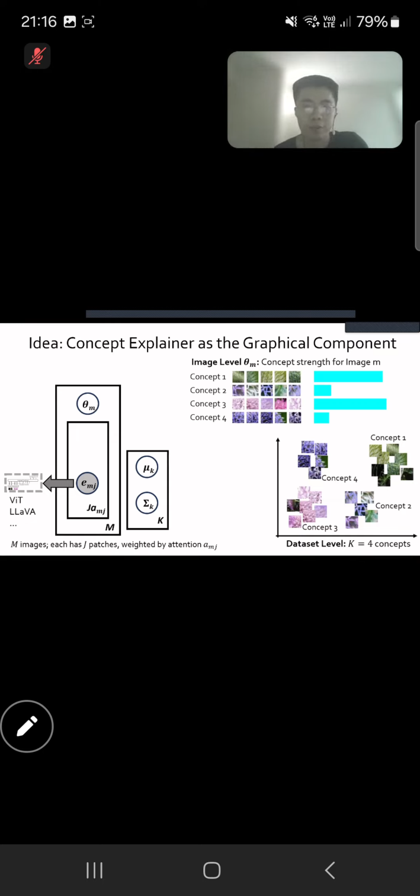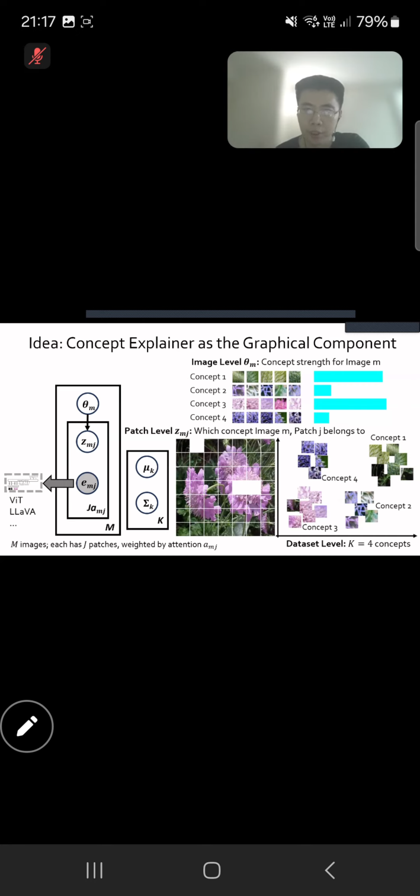At the image level, we're going to generate a concept string for each image M, indicating which concept is activated for this image. And after that, at the patch level for each patch, according to the image level concept string, we're going to sample one concept, Z_MJ, to show which concept this patch belongs to. So for example, in this image and in this patch, we're going to first choose concept 1 as Z_MJ, and then we're going to generate this patch embedding from concept 1. And similarly, we can generate other patch embeddings from its corresponding concepts.